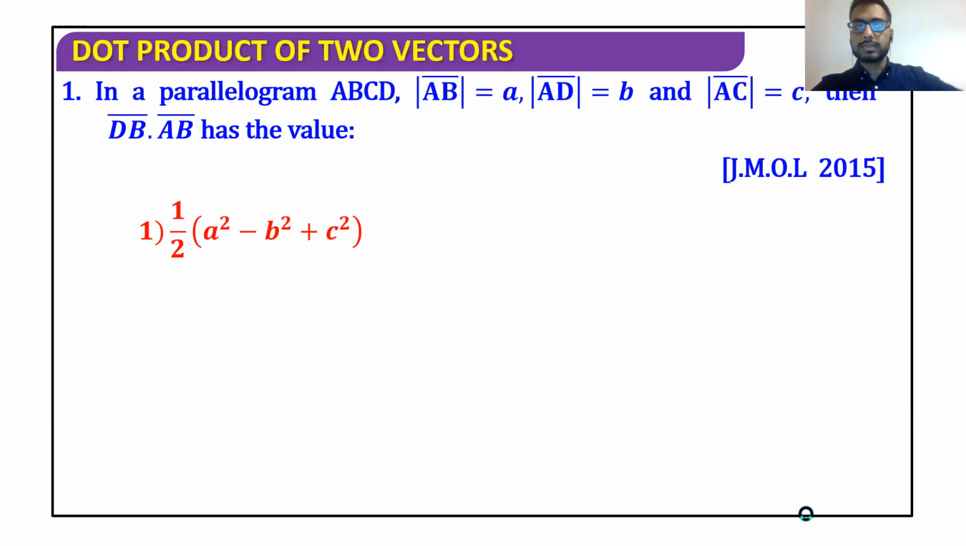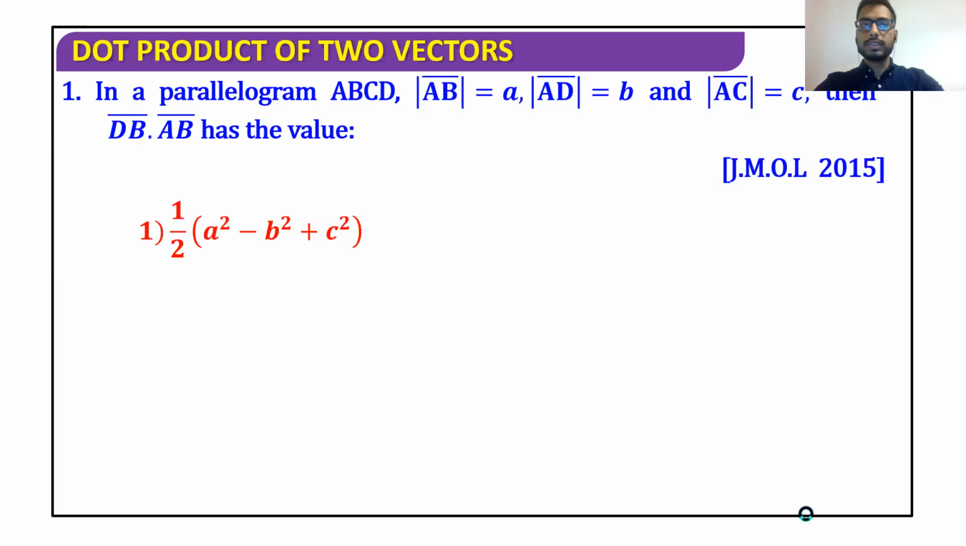Therefore, I have both the terms now. DB bar is nothing but A bar minus B bar, and AB bar is nothing but your A bar. I want the dot product between these two terms. So if I do the dot product (A minus B) into A, I'm going to get A dot A, which is the magnitude of A squared, minus A dot B. So the other thing that I need is the value of my dot product A dot B.